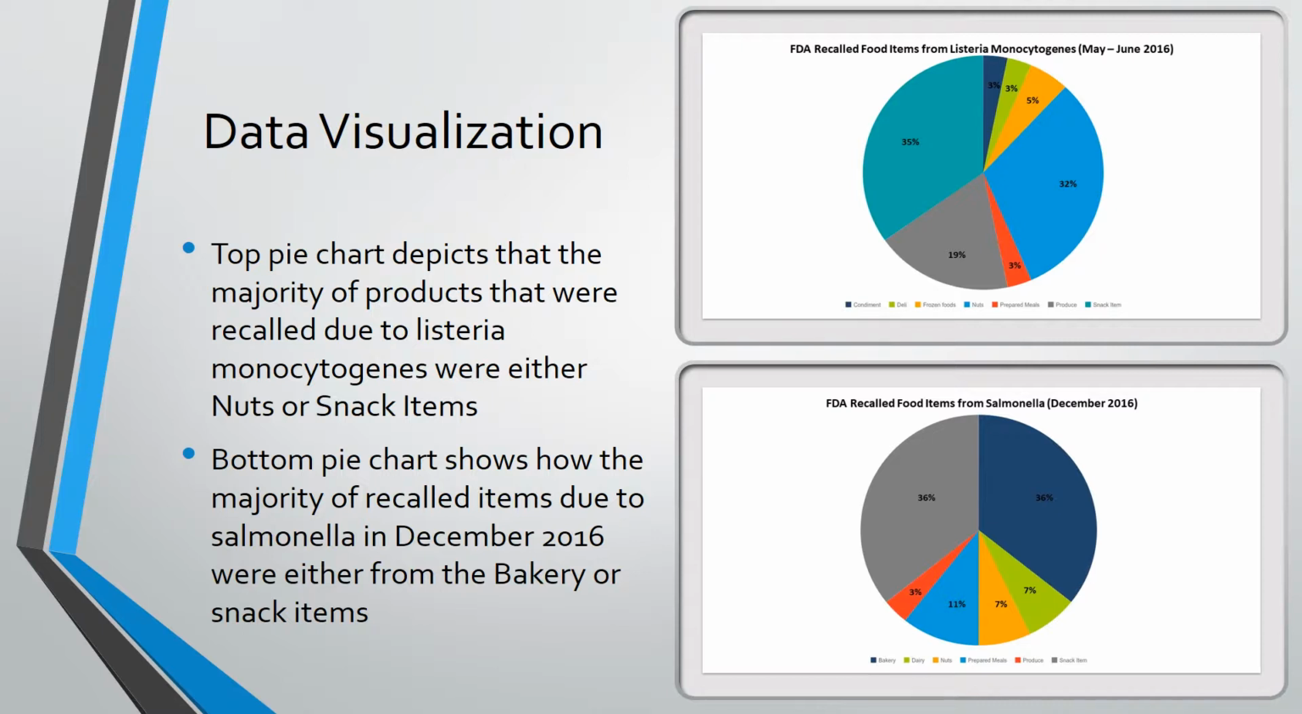The next visualization breaks out which types of products were recalled. The top pie chart depicts that the majority of products that were recalled due to listeria were either nuts or snack items. The bottom pie chart shows that the majority of items that were recalled due to salmonella in the December timeframe were either from the bakery or snack items.